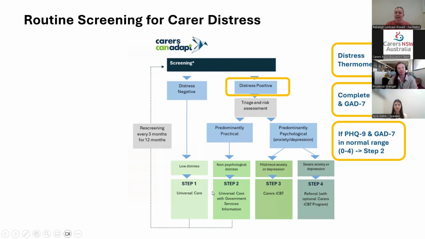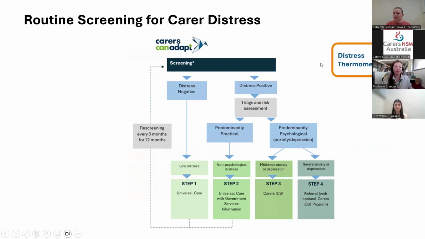So that's where we would say that's step 2. And we would call that non-psychological distress. It might be that someone's distressed, but it's not manifesting as symptoms of depression or anxiety. It might be financial distress, relational distress, workplace distress. So that's where we've got step 2.